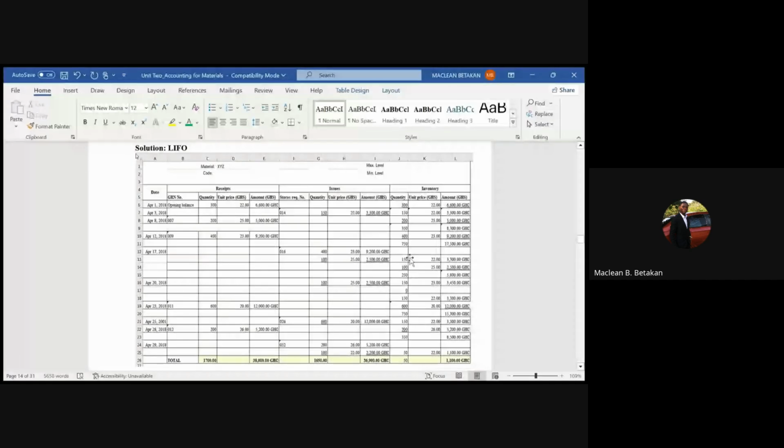But remember this 250, 150 is valued at 22 cedis per unit, and the 100 is valued at 25 cedis per unit. So you need to separate them so that for your next issue, you would know where to pick it from.